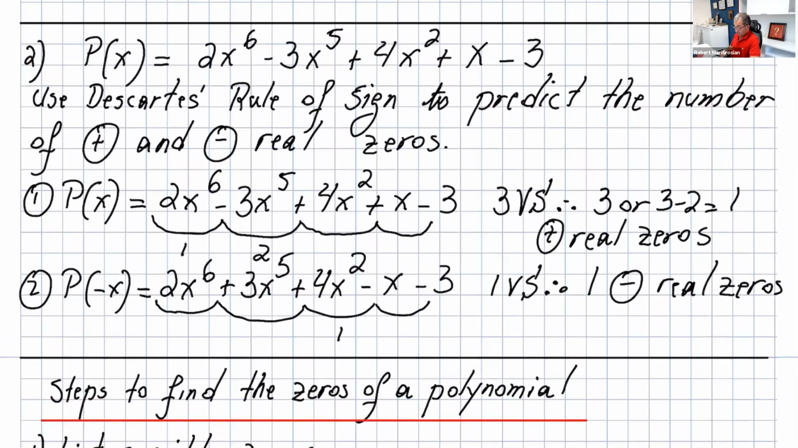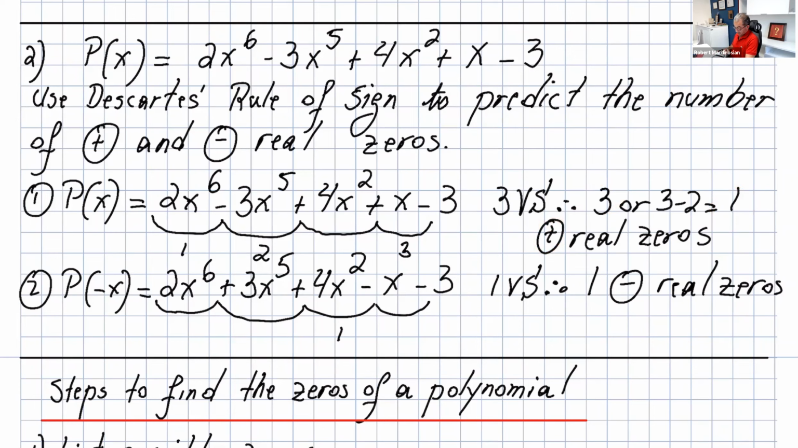For this one, 2x to the 6th power minus 3x to the 5th power plus 4x squared plus x minus 3. If we use Descartes' rule of signs, starting from the beginning, here we have 1 because it goes positive to negative, here none, and here we have 1 more, and then we put that number here. So we have 3 variations of signs. Therefore, we have 3 or 3 minus 2, 1 positive real zero. So this polynomial is going to have 3 or 1 positive real zeros. If I didn't tell you, this is for positive ones.